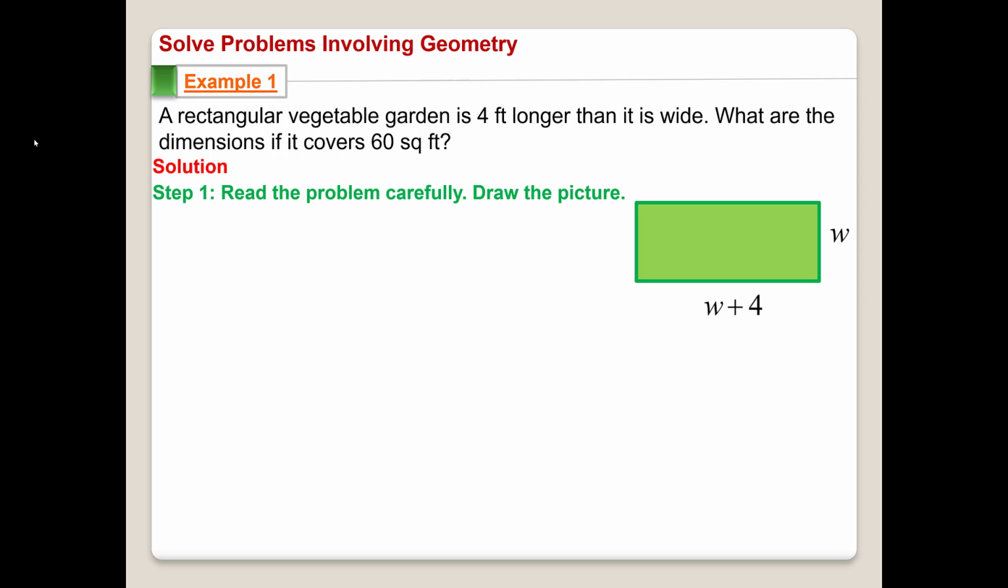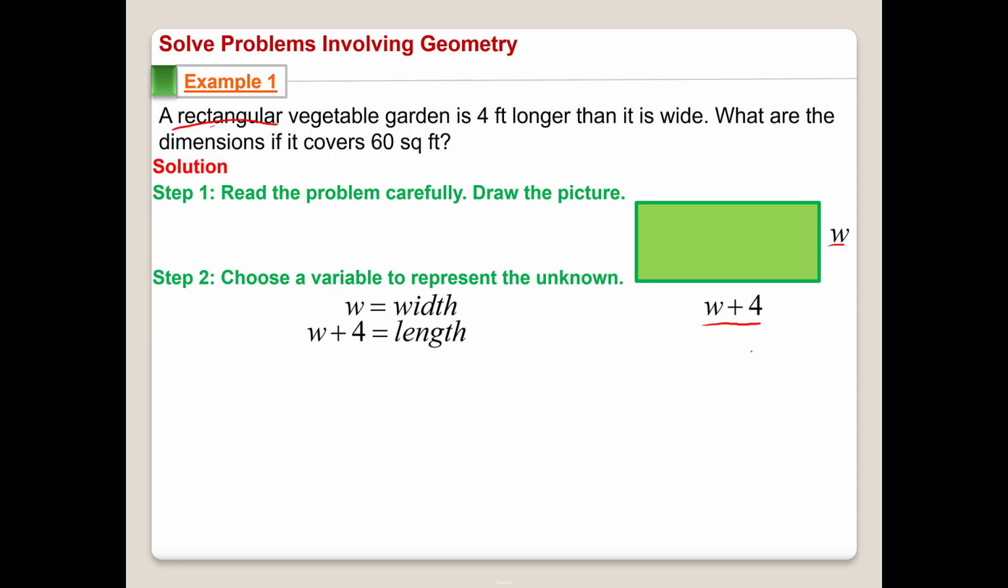So let's draw a little rectangle. We've got this set up right here, a rectangular vegetable garden, and we see that it is 4 feet longer than it is wide. So W can be our width, and 4 feet longer than our width gives us our length overall. So now we choose a variable to represent the unknown, which was W for width, and our length was W plus 4.